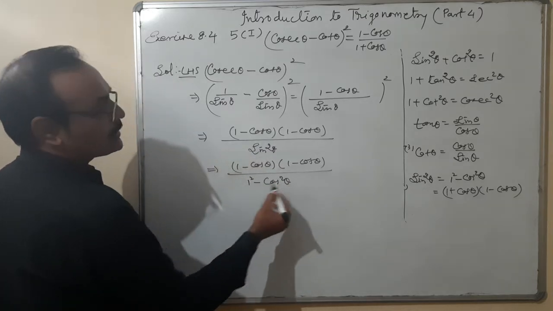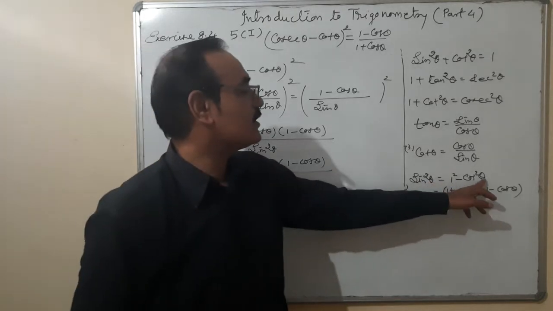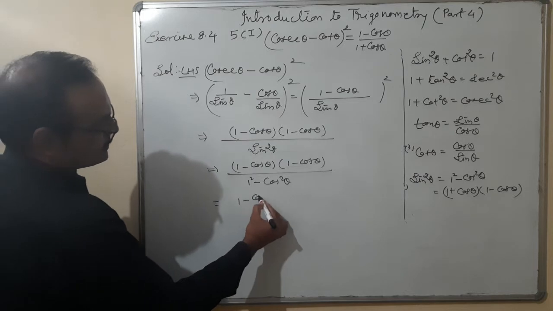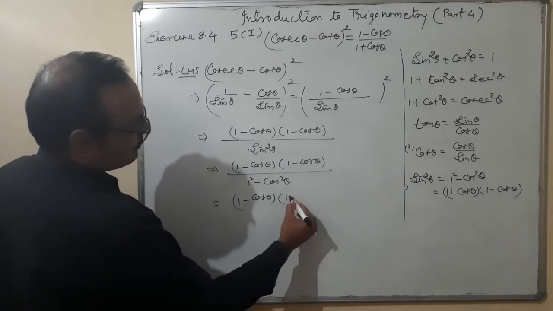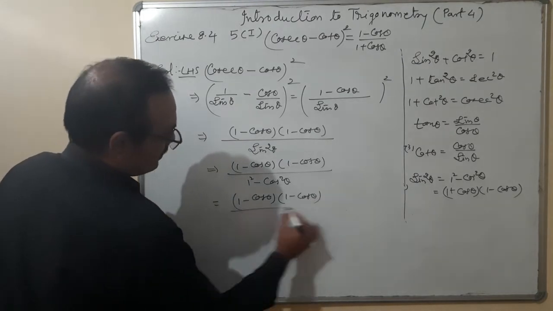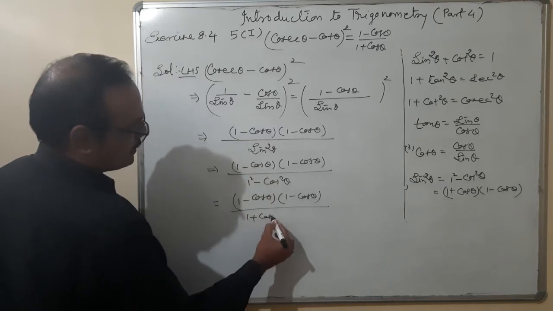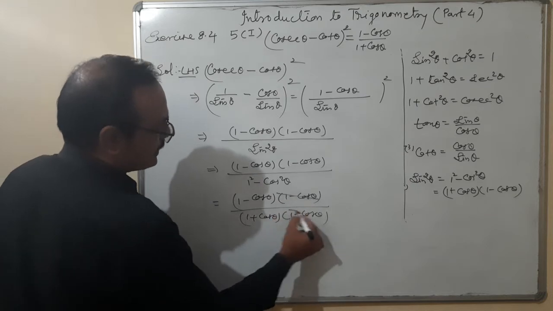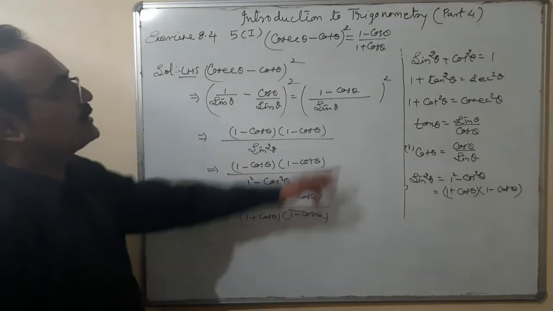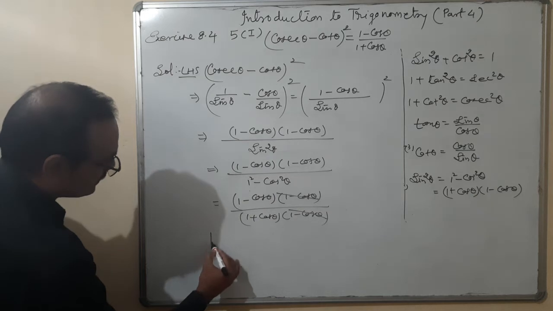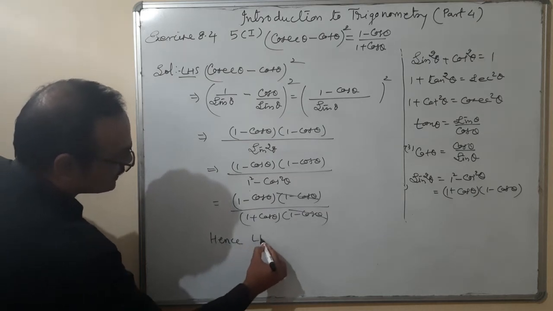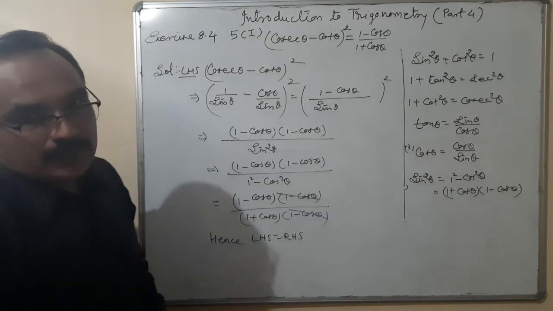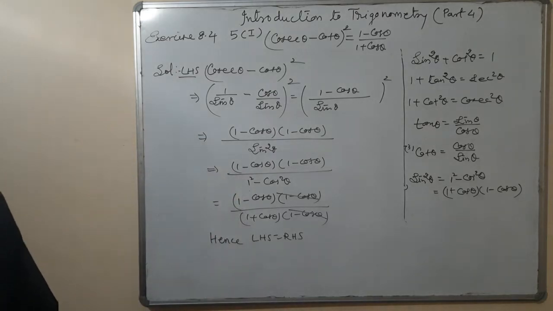That is a square minus b square, a square, 1 minus cos square theta, 1 plus cos theta, 1 minus cos theta. So 1 minus cos theta, 1 minus cos theta upon 1 plus cos theta and 1 minus cos theta. Identity I have used, term cancel, and remaining 1 minus cos theta upon 1 plus cos theta. Hence, LHS is equal to RHS. Okay. So this is the proof of question number 5, first part.